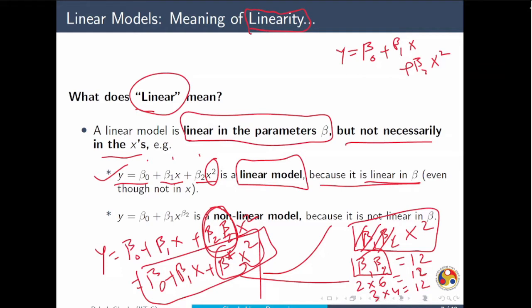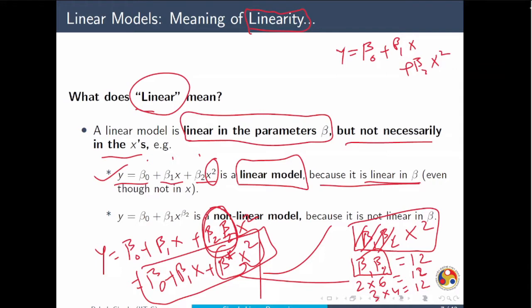Right, sir. I have one small question at this point. How do you call beta 1 or beta 2 parameters? What is a parameter, and how is it different from a normal constant? Okay, I'll come to that. Let me finish this one because we have limited time.